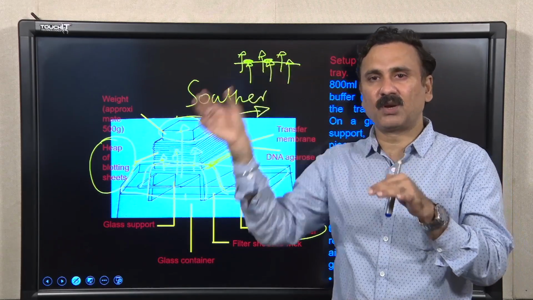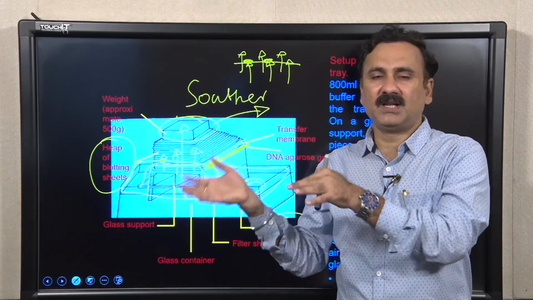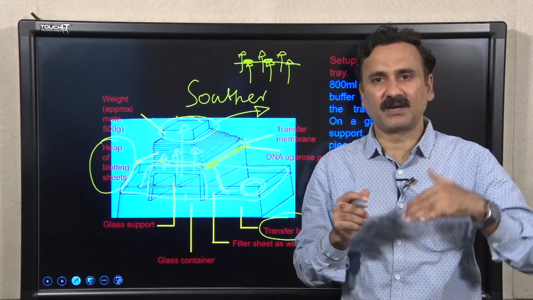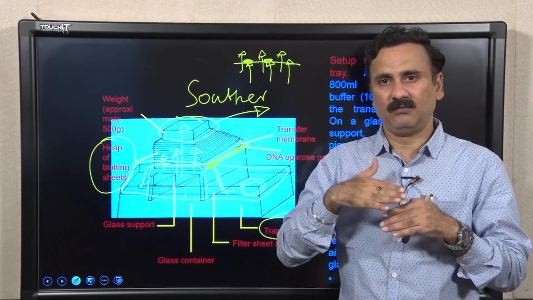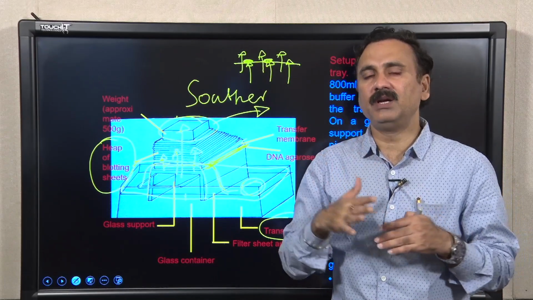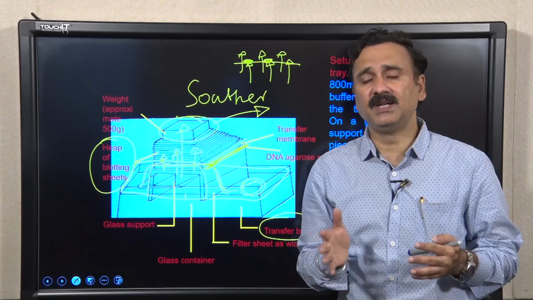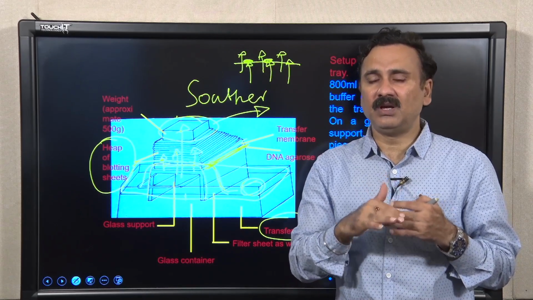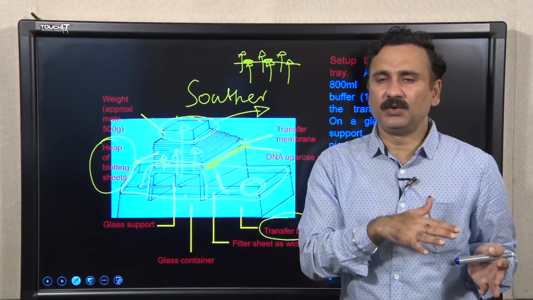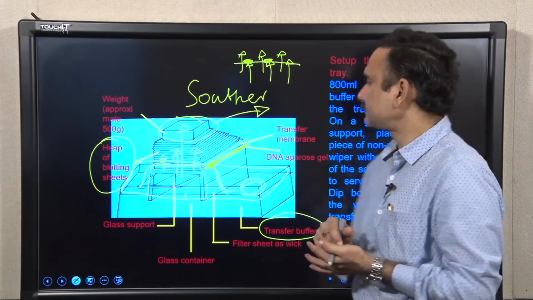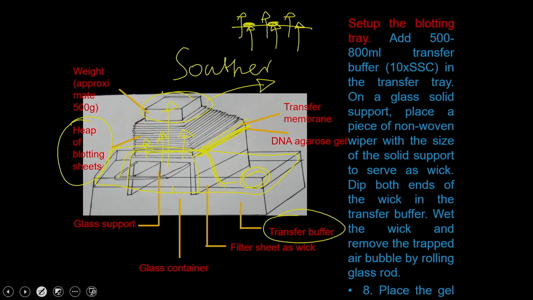At that time you can just remove some of the blotting sheets and put in new dry blotting sheets, and then it will again continue the movement of the water. That's how you continue for 16 to 24 hours, and that is good enough to transfer the DNA present in the agarose gel to the nitrocellulose membrane. So in the setup, you add 500 to 800 ml of transfer buffer in the transfer tray.